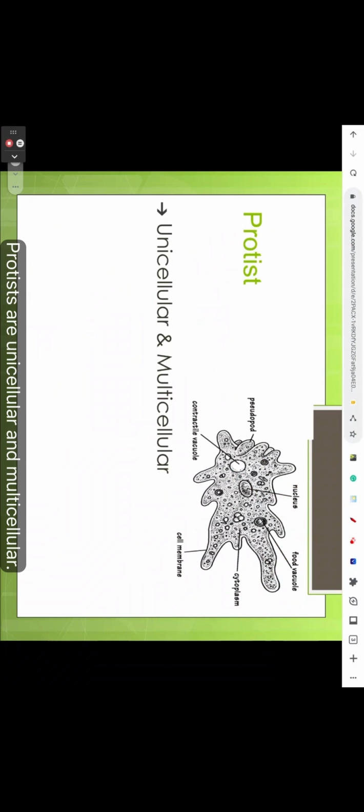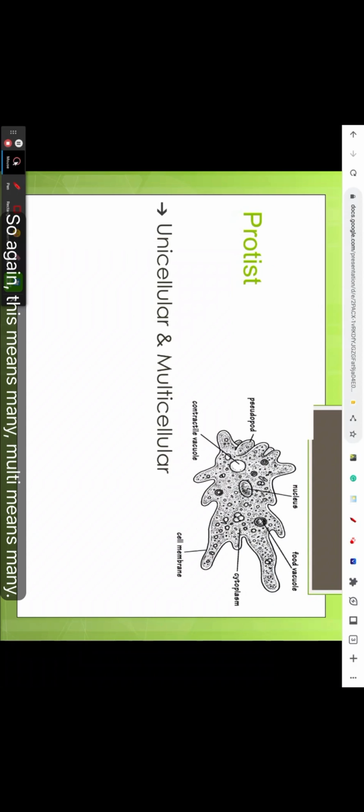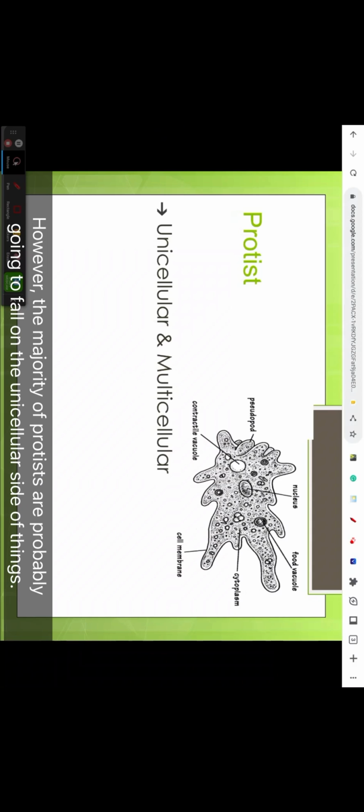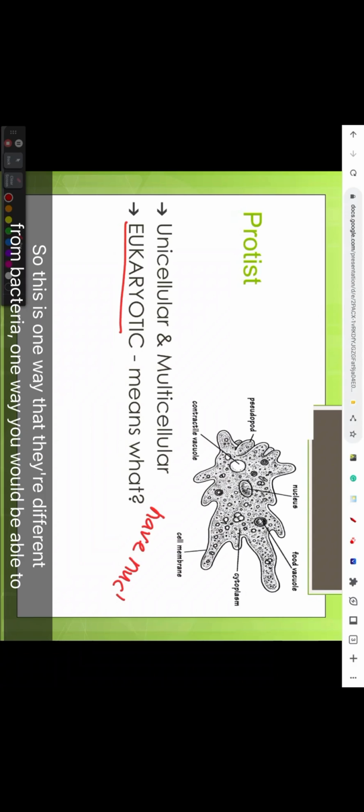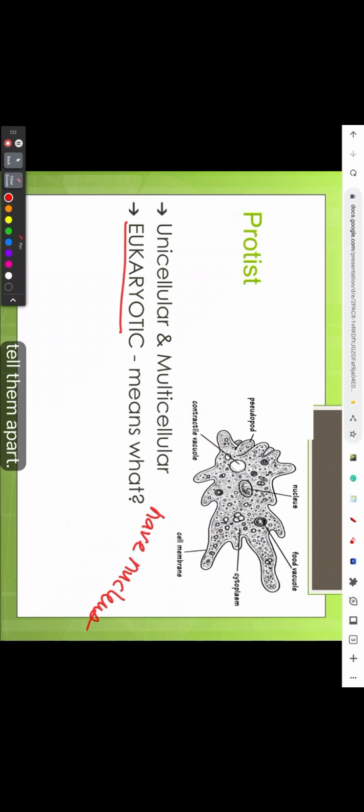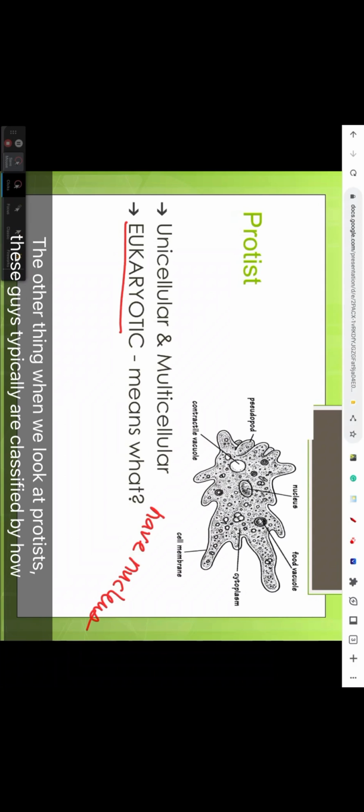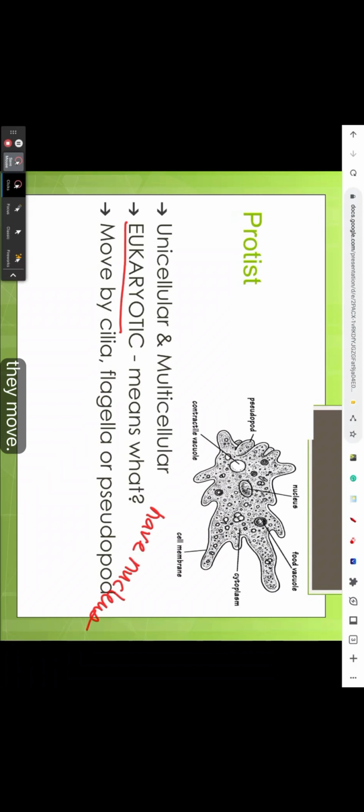Protists are unicellular and multicellular. Again, multi means many. However, the majority of protists are probably going to fall on the unicellular side of things. These guys are eukaryotic, so it means they have a nucleus. This is one way that they're different from bacteria, one way you would be able to tell them apart. The other thing, when we look at protists, these guys typically are classified by how they move.